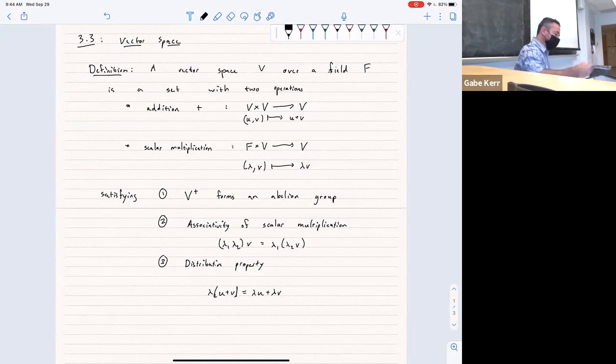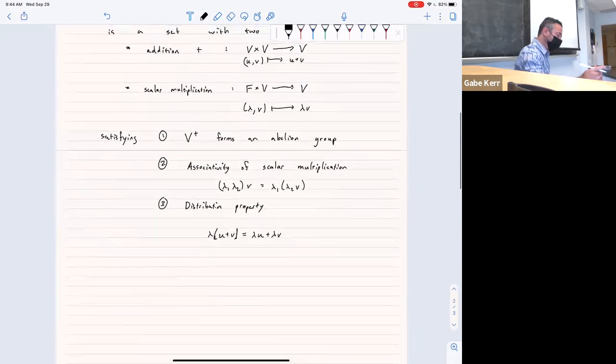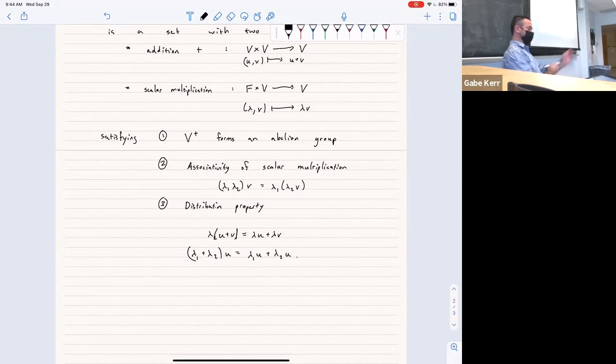Now, I guess we also have a distributive property. I'm not sure if it's necessary, but okay, let me include it. There's also this distributive property if I add two scalars. It's a sort of left and right distribution.